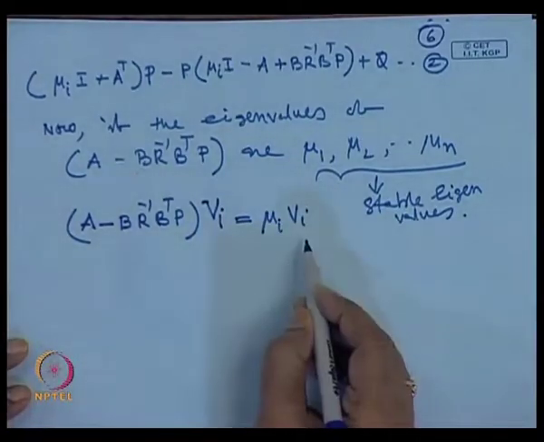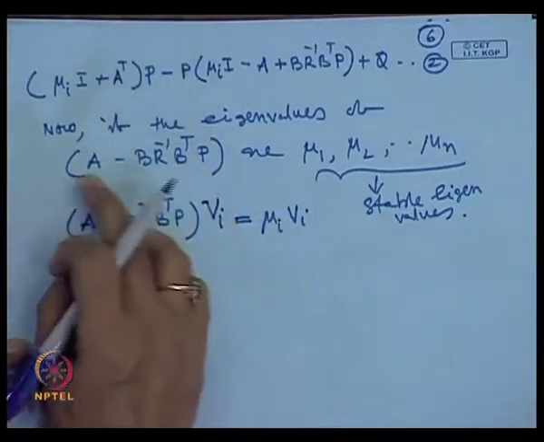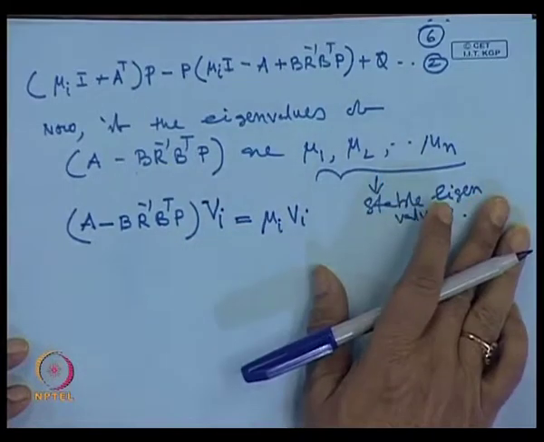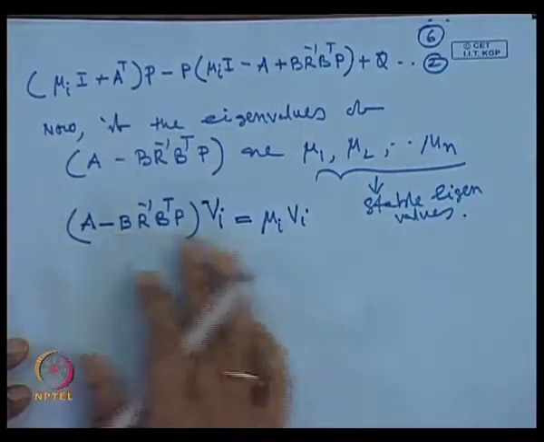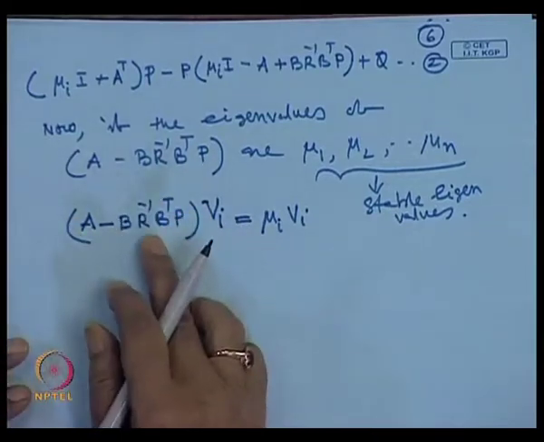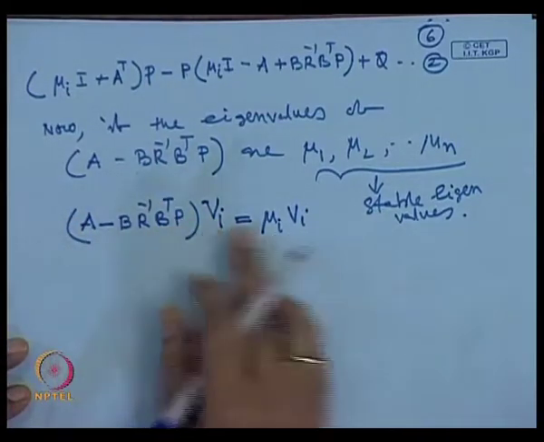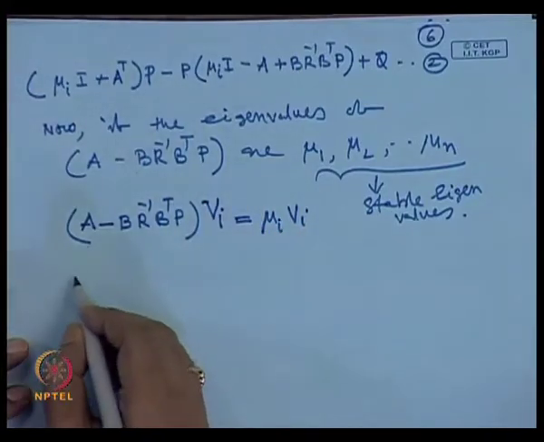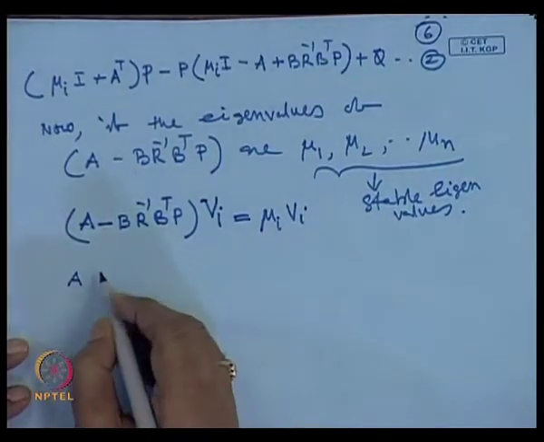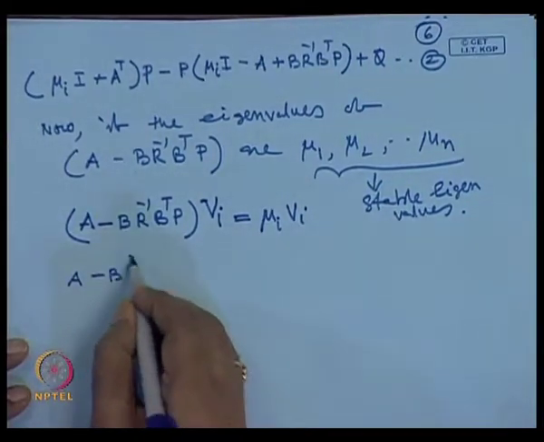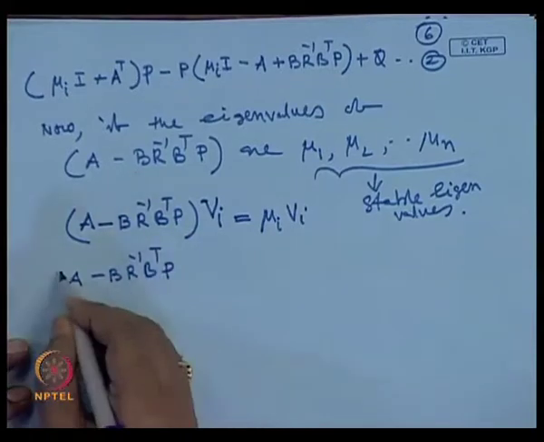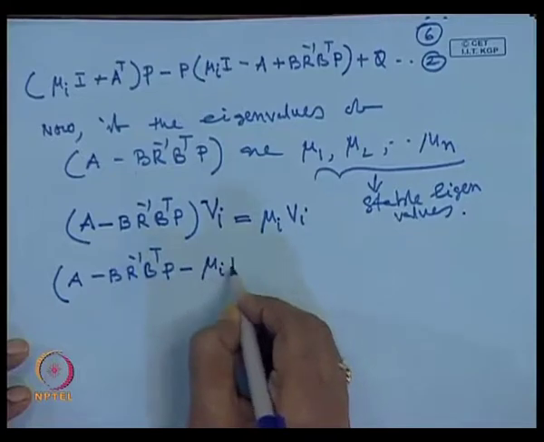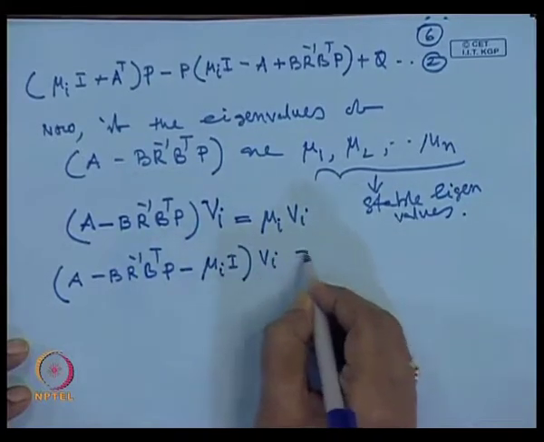This is the definition of eigenvalue and eigenvector. This is the closed loop system matrix, whose eigenvalues are mu 1, mu 2, which are the stable eigenvalues we are considering. So, by the definition of eigenvalue and eigenvector, I can write the closed loop system matrix times the corresponding eigenvector V I must be equal to mu I into V I. So, after bringing it to this side, A minus B R inverse B transpose P, minus mu I, whole V I is equal to 0.